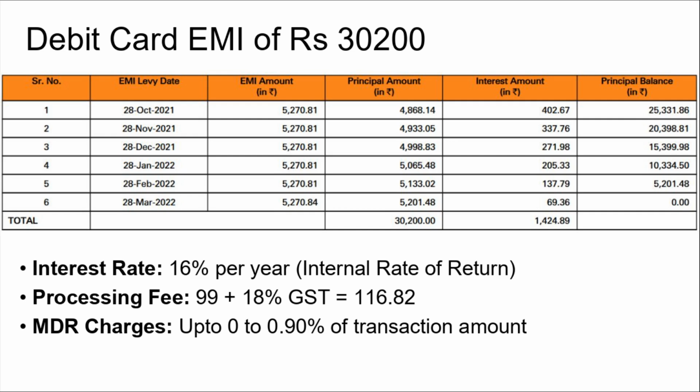Yes, EMI is also available on debit cards. In this example, interest remains the same and the processing fee is less due to the lower transaction amount. But check the MDR percentage. It maxed out at 0.9% as per RBI guidelines. So, what are the other differences? Let me put them into the spreadsheet for comparison.